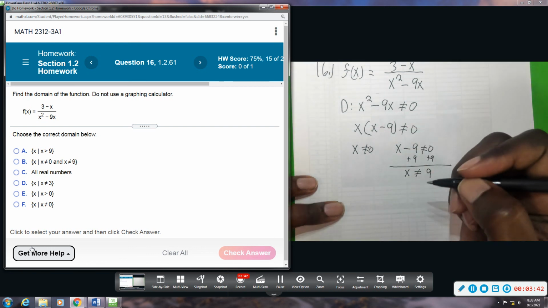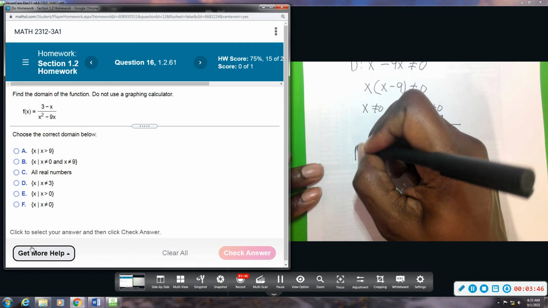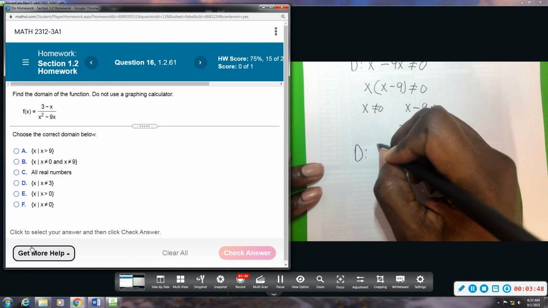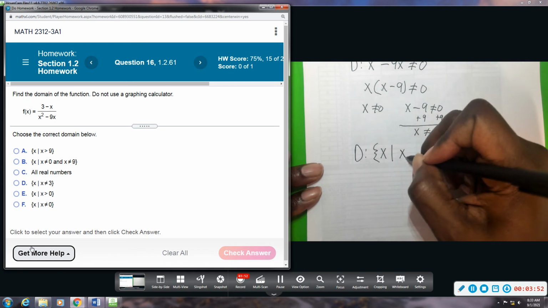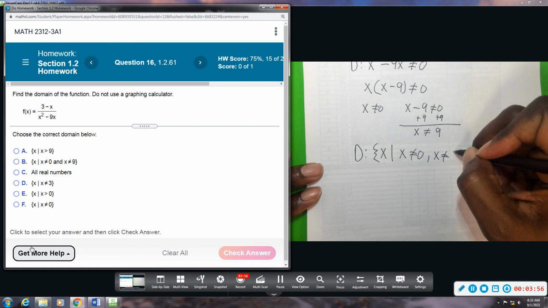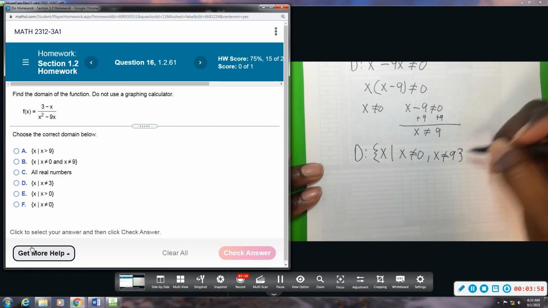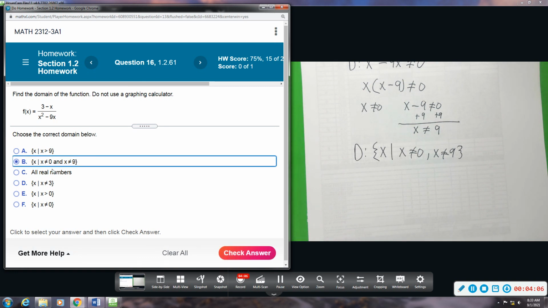So in set notation, all they're doing is listing these 2 things. So they're saying domain is the set of x's such that x cannot be 0 and x cannot be 9. Okay, so you should be able to pick it out from those 2 once you see those. And it looks like answer choice B is the one that matches.